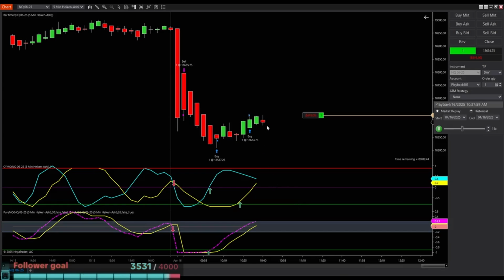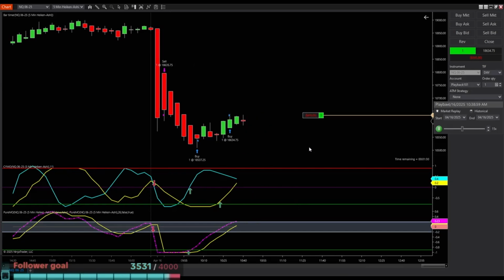So whenever price does this and you guys are trading, you probably feel this in your heart. Very, very slow moving trade. I'll tell you that right now.